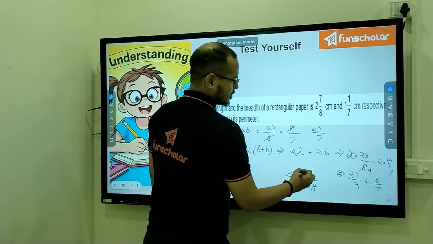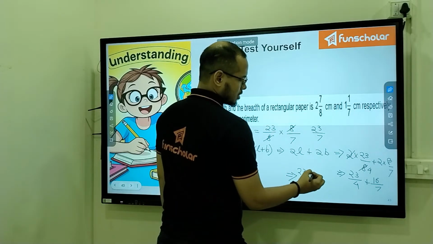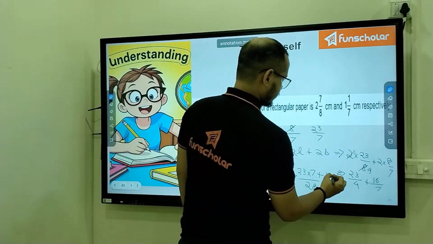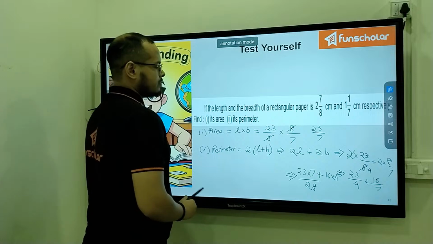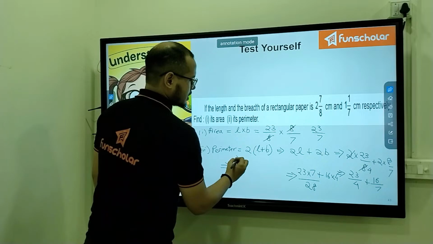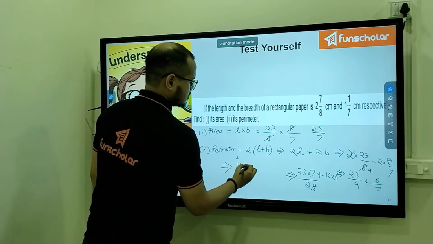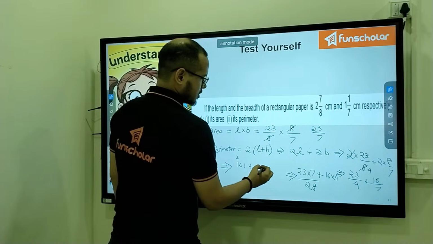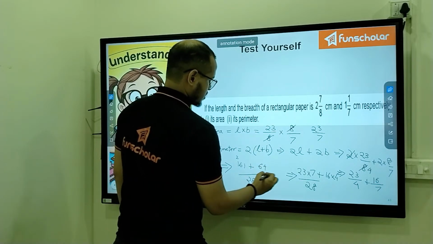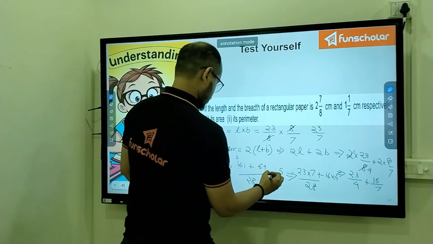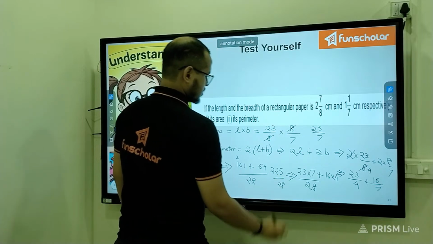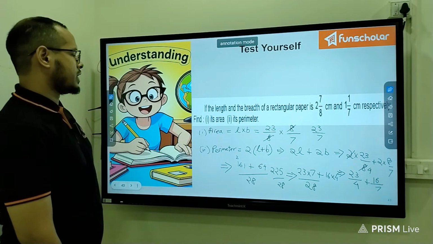So 23 into 7 plus 16 into 4. After solving this, we are going to get the answer. 23 sevens are 161, plus 16 fours are 64, so 225 divided by 28. We get 225 by 28. And this is going to be the answer for this area and perimeter.